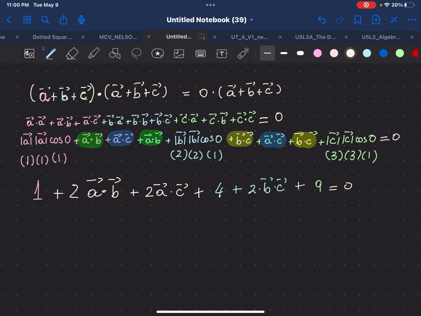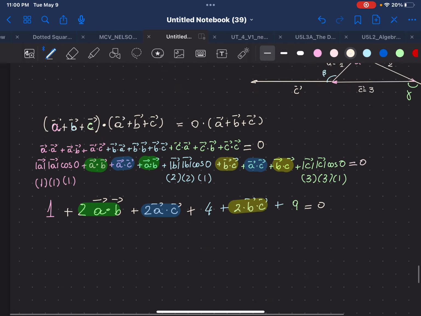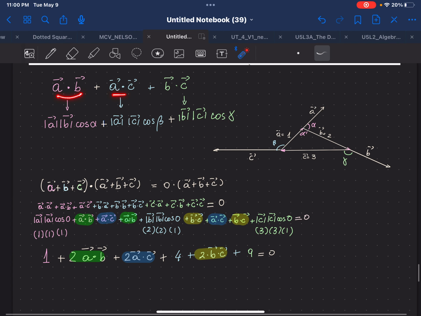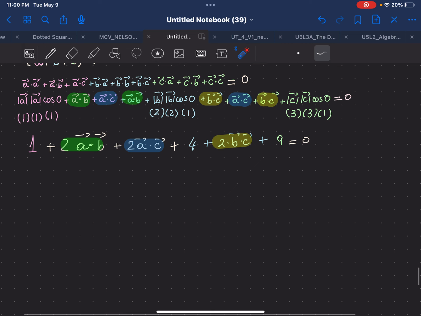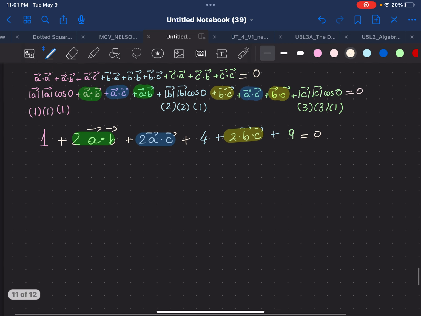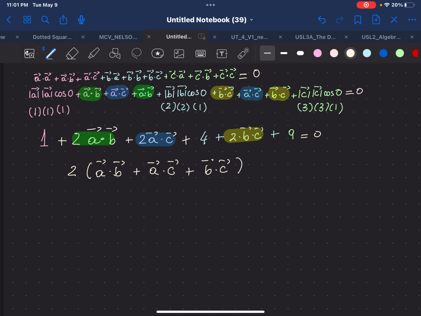As you can see here, we have obtained the 2 a dot b, the 2 a dot c, and the 2 b dot c. So this is what we want to bring together, the a dot bs, the a dot cs, and the b dot cs. And not only that, but they have a common factor. We'll take that out. So 2 times a dot b plus a dot c plus b dot c. And we have the constant terms 1, 4, and 9. That would add to 14.